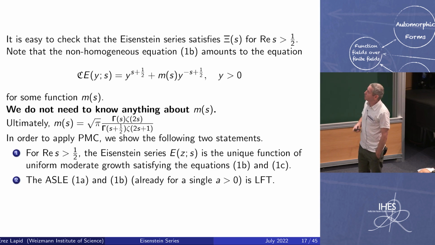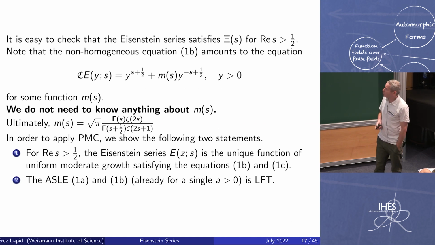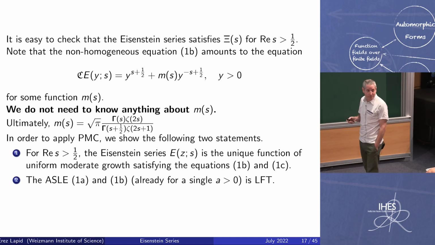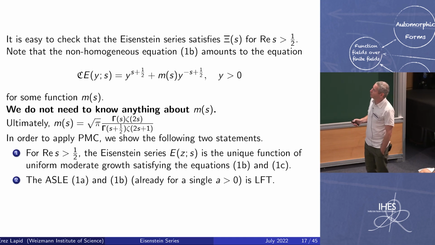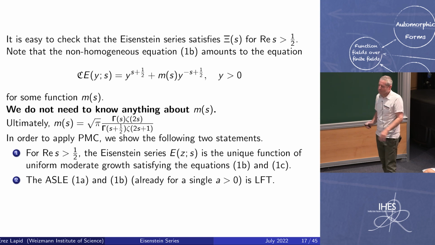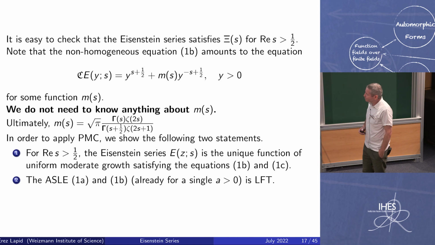And now I claim that I can apply the PMC, the principle of meromorphic continuation, to this system. But first of all, I better check that the Eisenstein series satisfies this. Well, this is kind of routine. As I said, the second equation just means that the constant term is y to the s plus half plus something. And I don't need to know anything about this something. That's the beauty of the proof. This something turns out to be some quotient of zeta functions, but that is beside the point. And the other equations are straightforward.